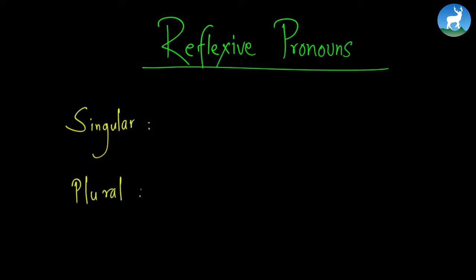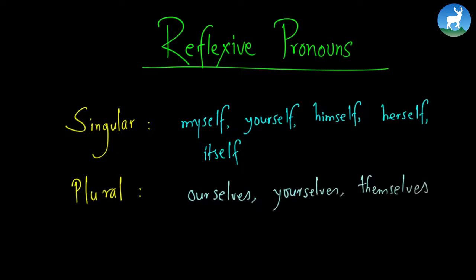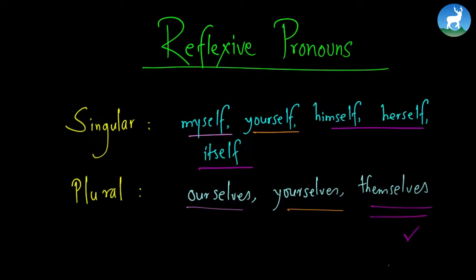In the singular form, we have words like myself, yourself, himself, herself, itself as reflexive pronouns. While in the plural case, we have ourselves, yourselves, and themselves. So these are the reflexive pronouns, right? Myself is changed into ourselves, while yourself is changed into yourselves, himself or herself is changed into themselves, and itself is changed into themselves. So this is the list.